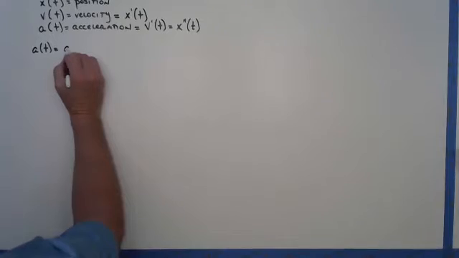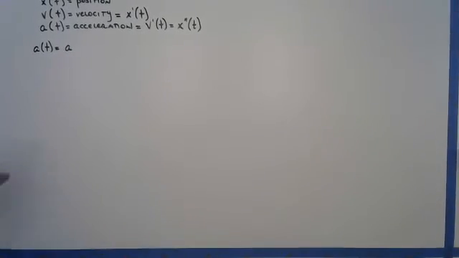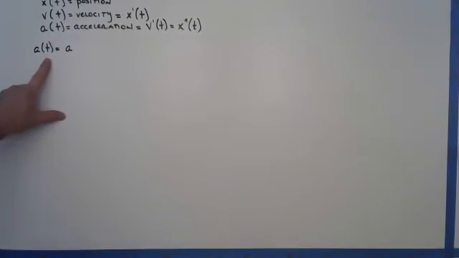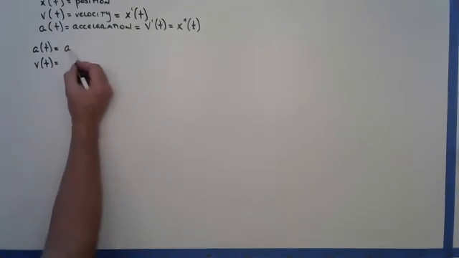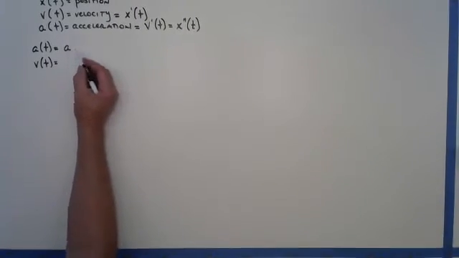But if we say acceleration equals a constant, and it's 9.8 meters per second squared, we're just going to call it A. If I take the antiderivative of acceleration, I go this direction. Derivatives move down. Antiderivatives move back. If I take the antiderivative of this, I get velocity. Velocity is nothing more than the antiderivative of this. Now you and I, we know what the antiderivative of this is.